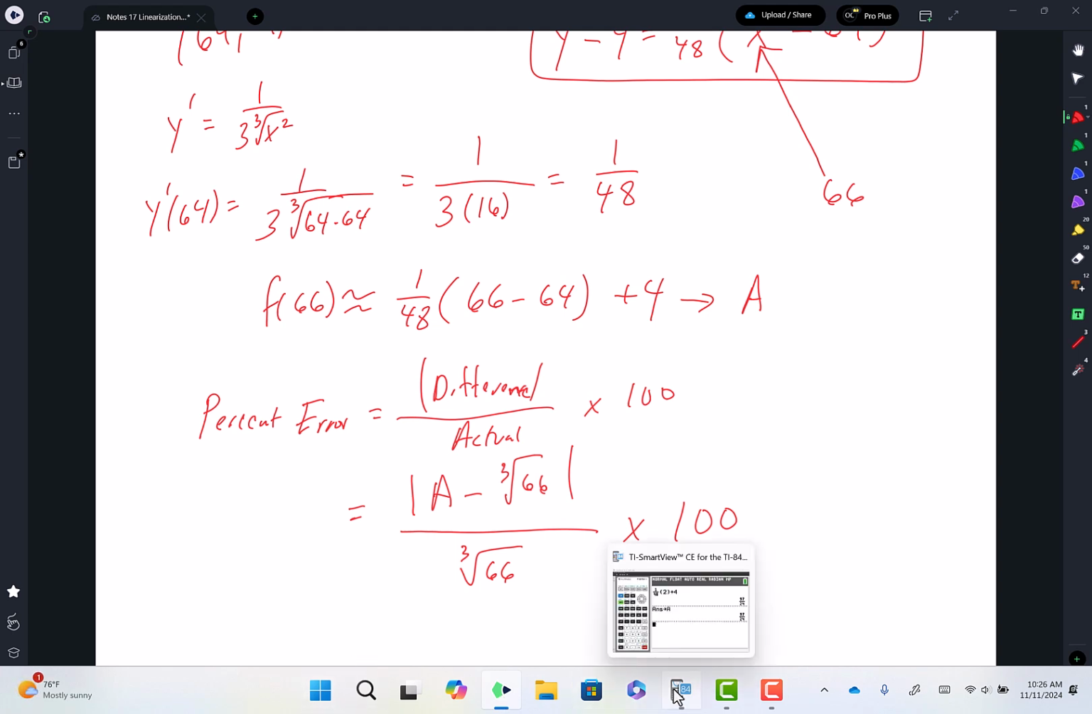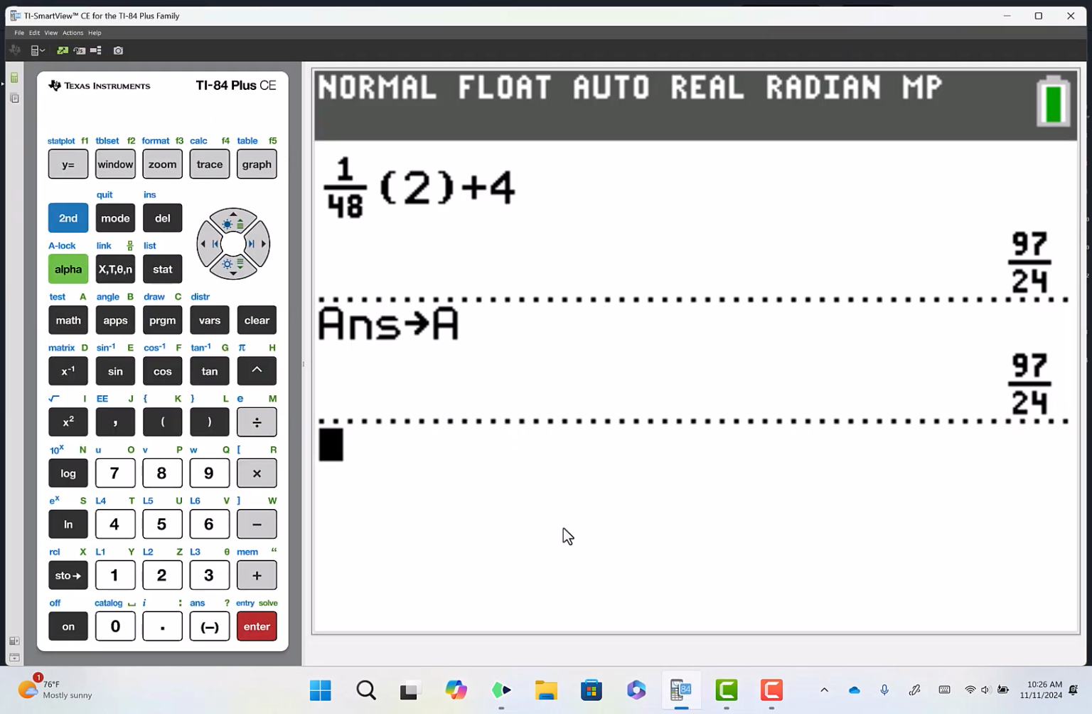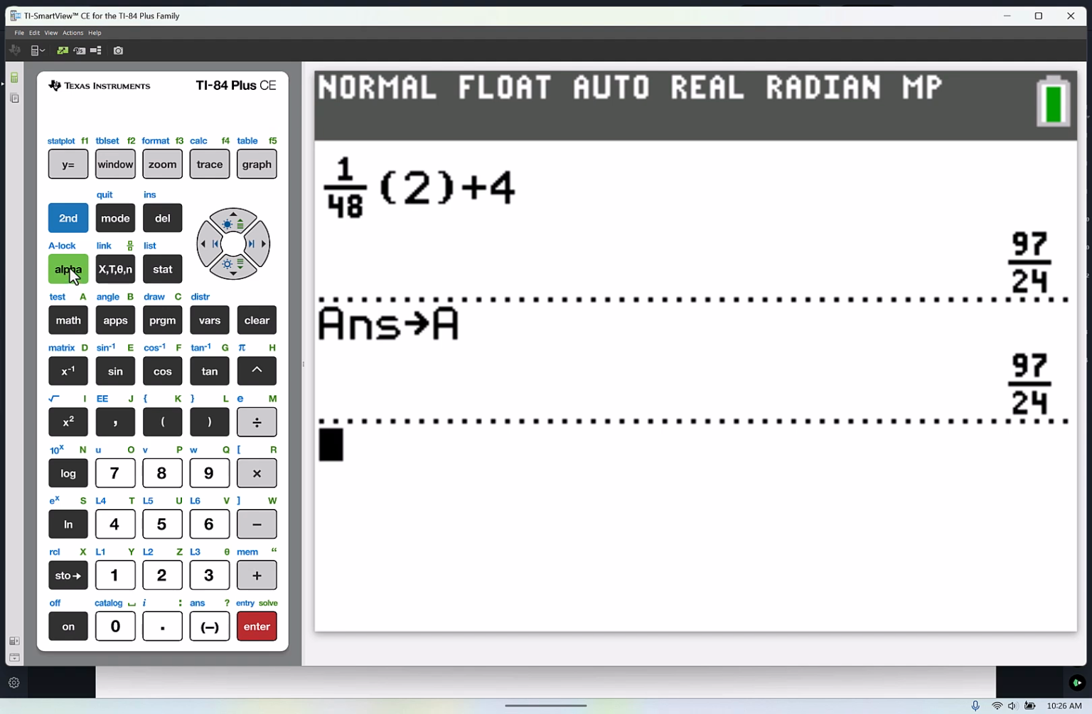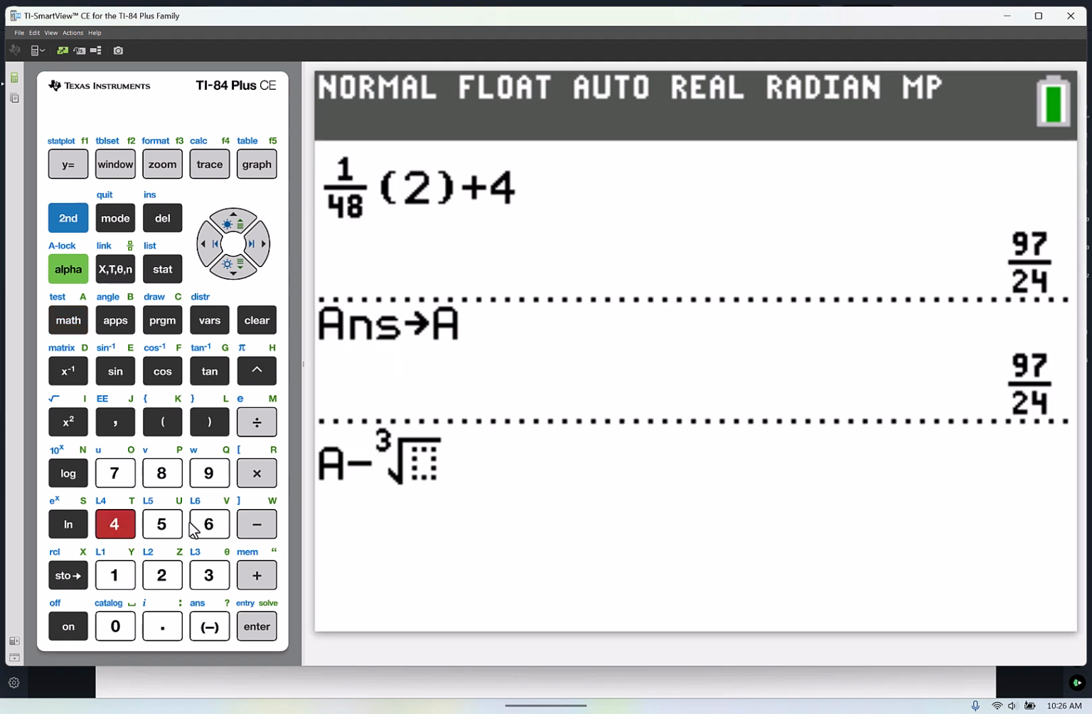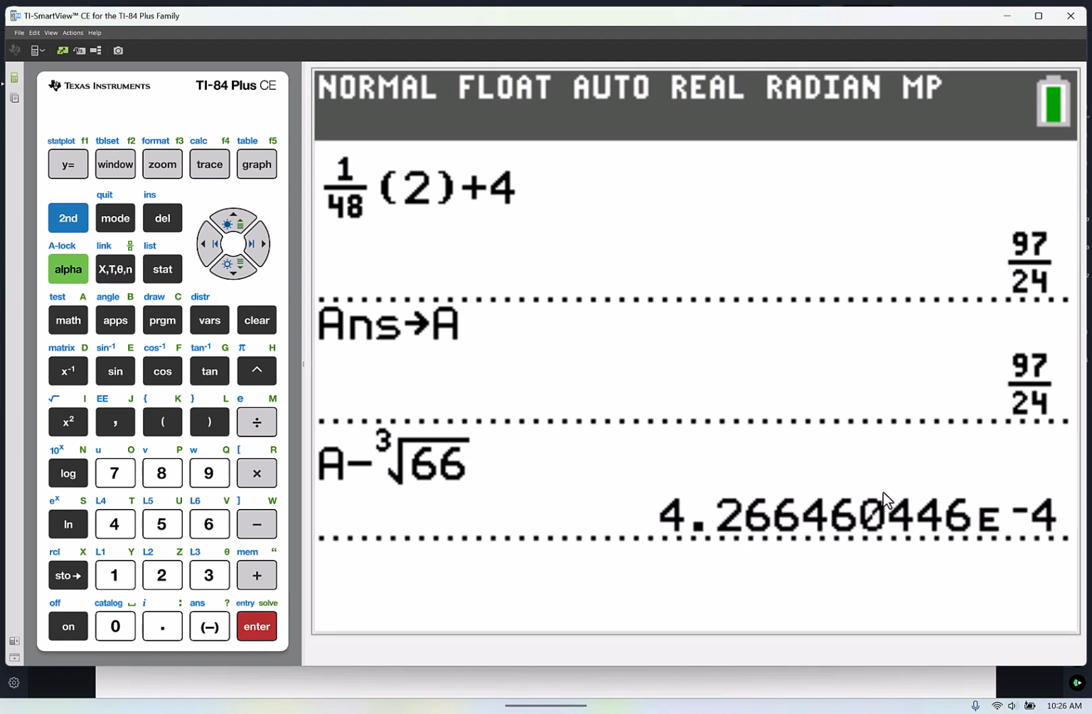You've done that before, right? I hope in chemistry class or in some type of science class. Okay, good. All right, here we go. I'm going to go Alpha A, because that's where I have it stored, minus the cube root. What number was it? 66? Okay, enter. There it is.